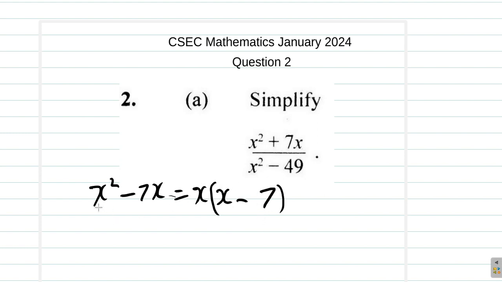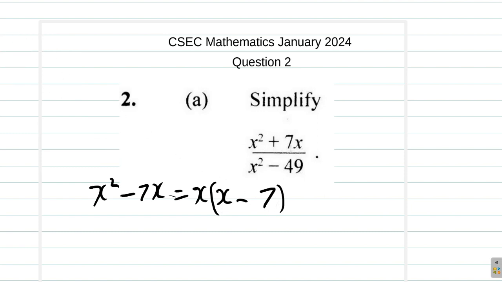Or you could say, if you divide x into x squared, x into x is 1, x into x squared, x times, you get x. And you could divide x into 7x. x cancels x and you have 7. Alright? That's another way you could look at it.